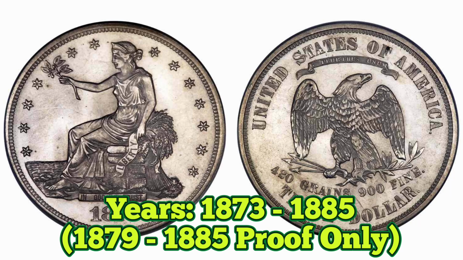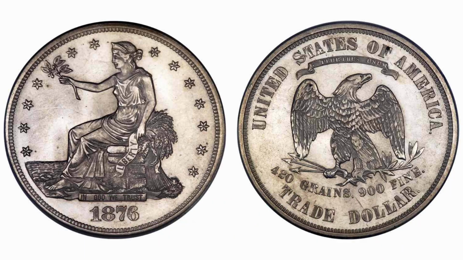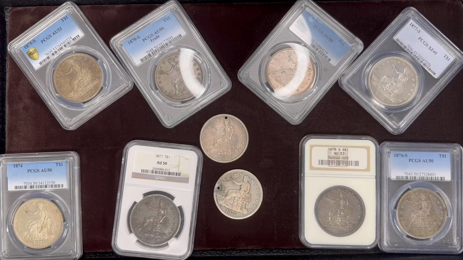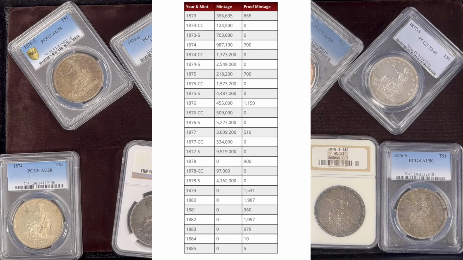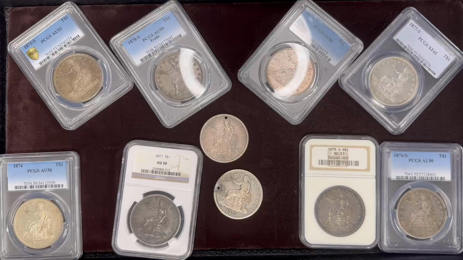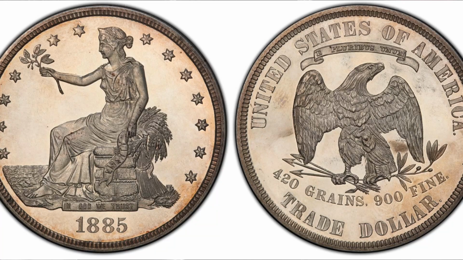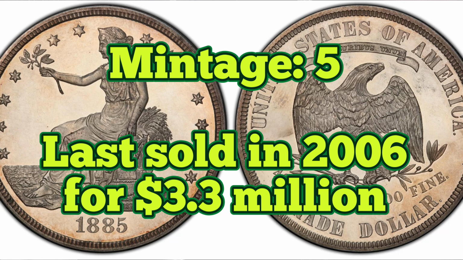Shortly after, they granted the silver trade dollar legal tender domestically. That was quite a battle in itself within Congress. The most popular trade dollars were struck in the mid-1870s, as those have the highest mintage. The most collectible trade dollar is from 1885, which is a proof with a mintage of only 5.